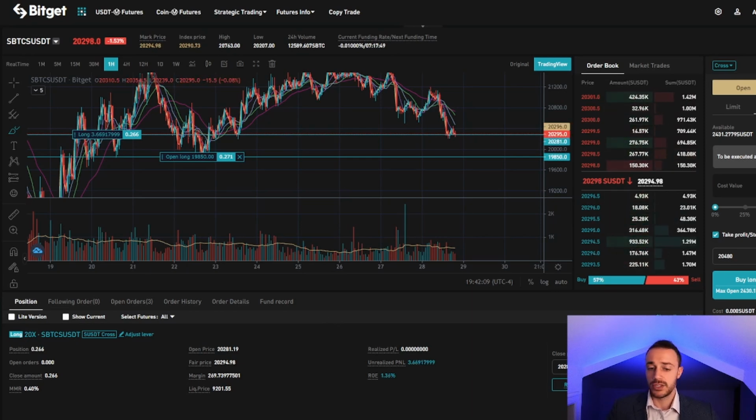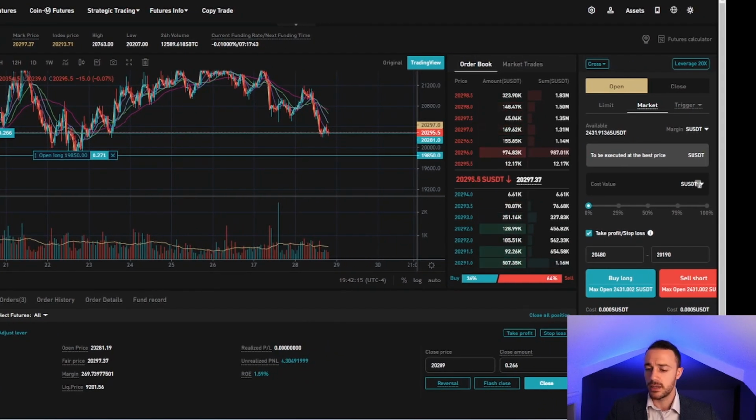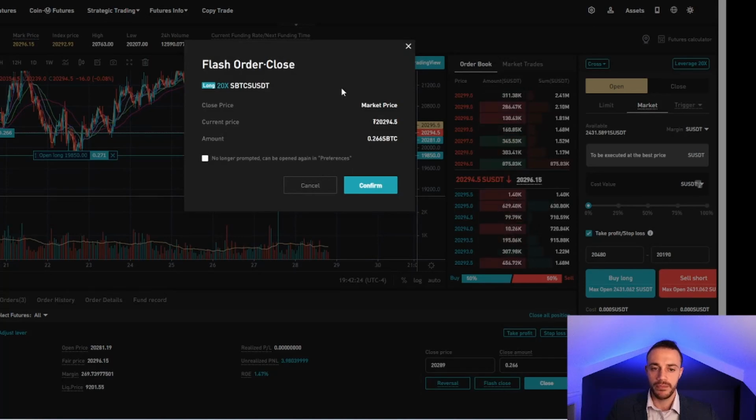And we can cancel this trade at any time, or we can close it out if we want to by, again, using the prompts down here at the bottom of the screen, right? So let's say we wanted to close it all right now. We would hit flash close, right? This would close it out immediately, and we would hit confirm, and we would be out of the trade, just like that with a flash close.